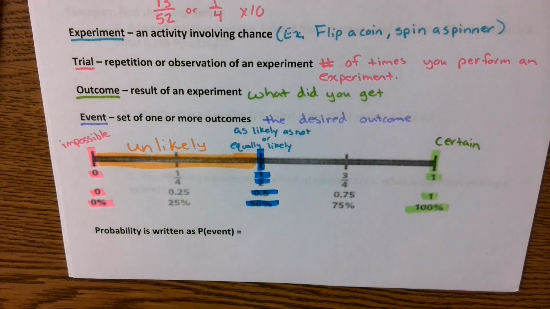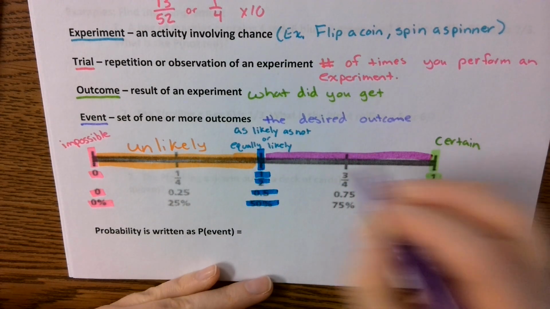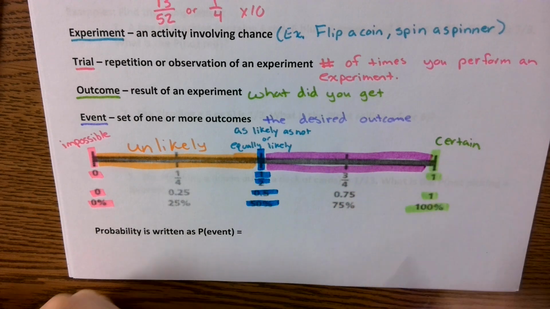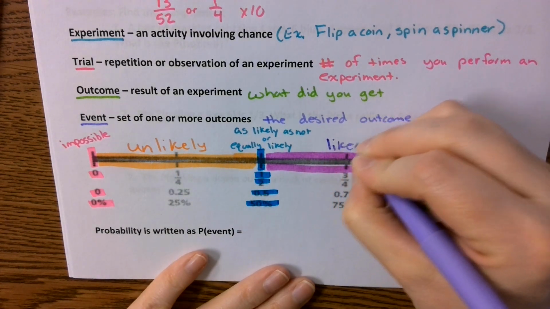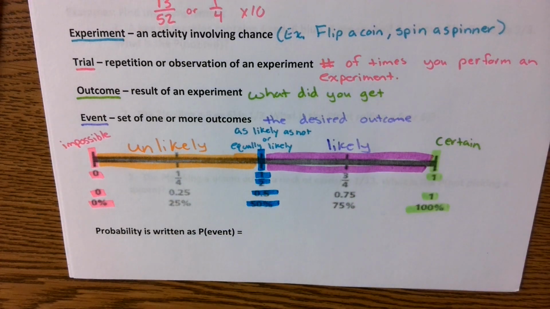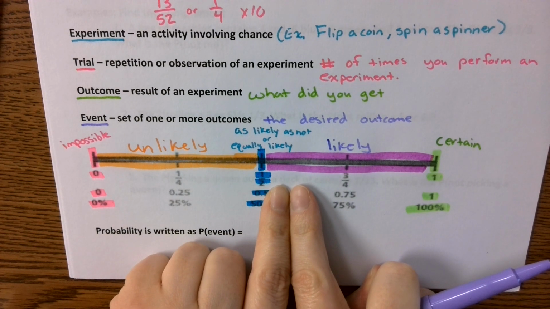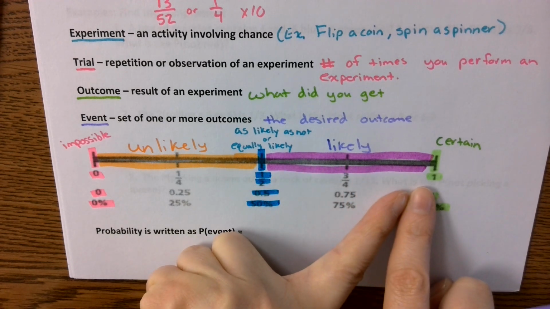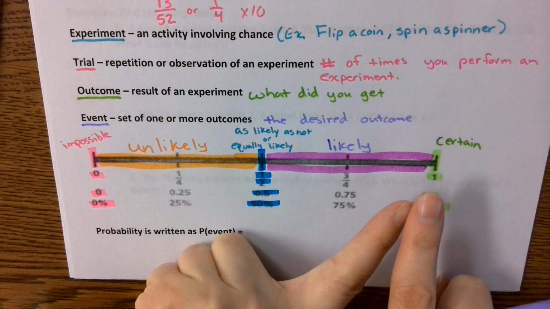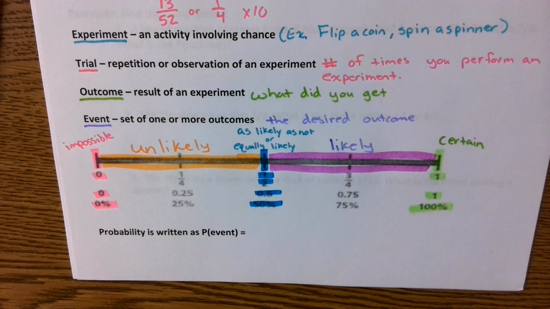Then you've got between 50% and 100%. We call those likely. And again, they also have a range of likeliness. The closer it is to that 50%, the slightly likely it is. The closer it is to certain, the very likely it is. So it does have a range of likeliness there as well.